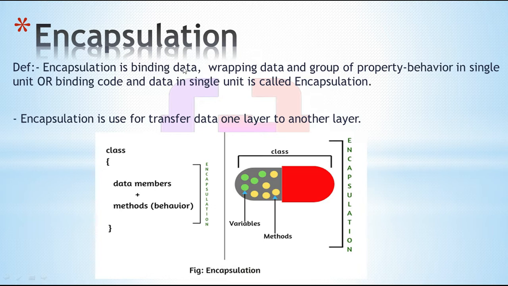Encapsulation is binding data, wrapping data and a group of property and behavior in a single unit, or binding code and data in a single unit. Encapsulation is used to transfer data from one layer to another layer. In a real-time project we have multiple layers, like a controller layer, a service layer, and a DAO layer. For transferring data from one layer to another layer, we use encapsulation. We use bean classes, and those bean classes are nothing but encapsulation.